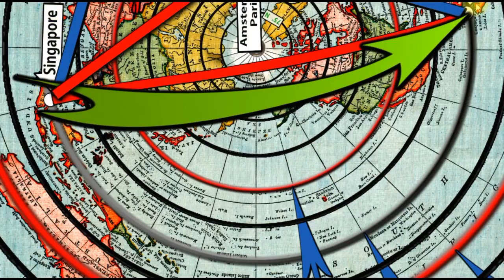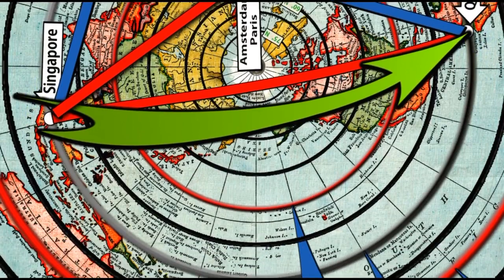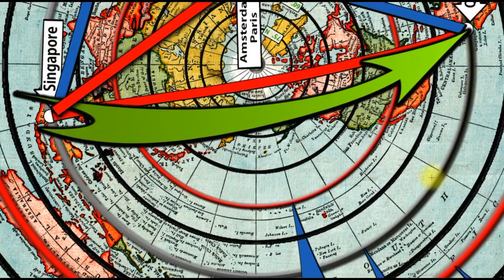Singapore right here and Quito. Okay, this is the line that would take it to fly from this city to Quito, Ecuador. Both stand right on the equator. This grayish blackish line here is the equator.